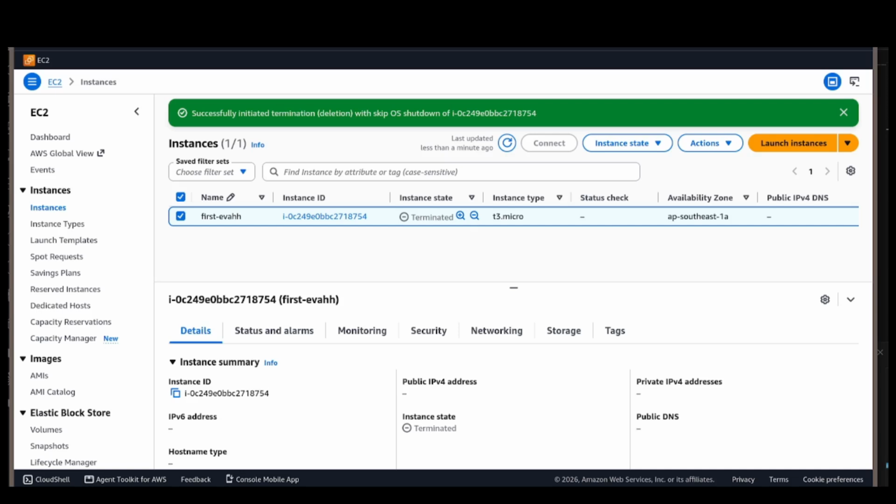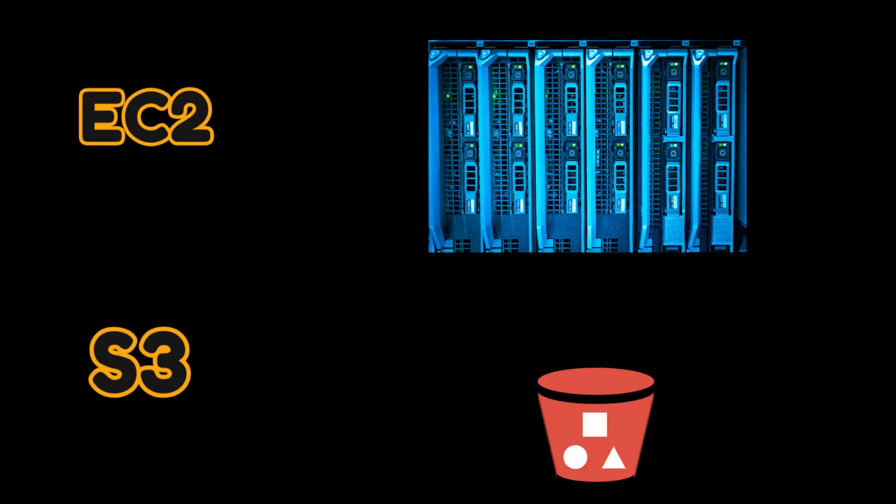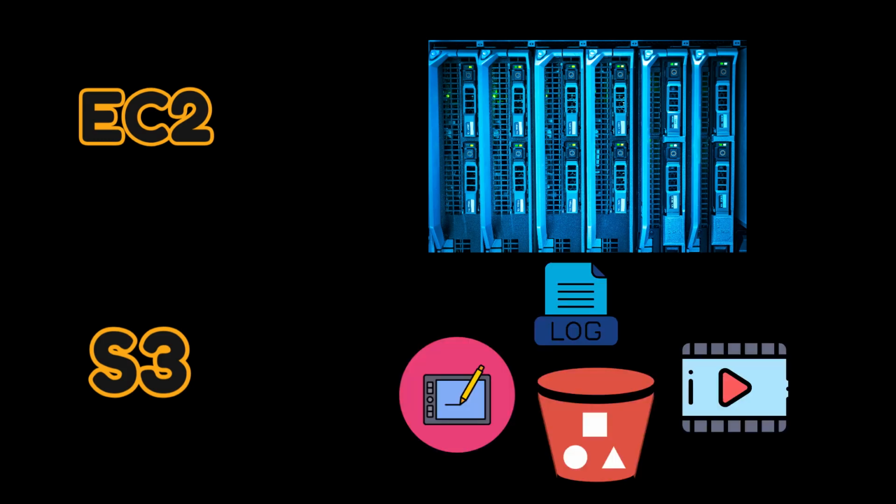So EC2 was a computer you rent. S3 is where you put your stuff. Files like logs, images, videos, database backups, and many more. Think of it as an infinite hard drive that lives in Amazon's data center. Except you don't plug it in. You talk to it over the internet.